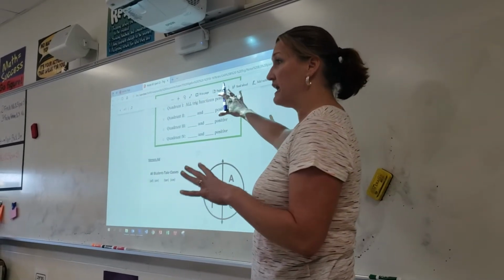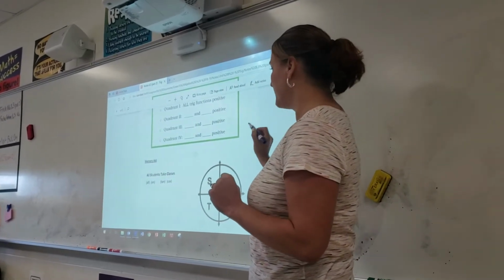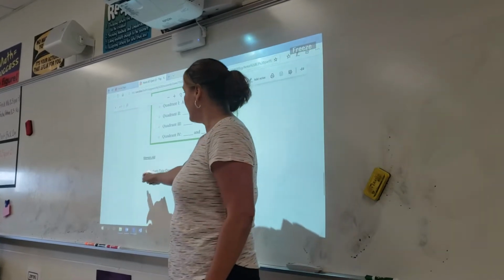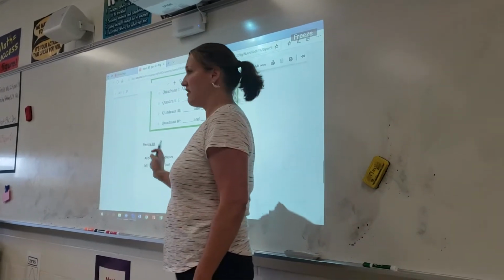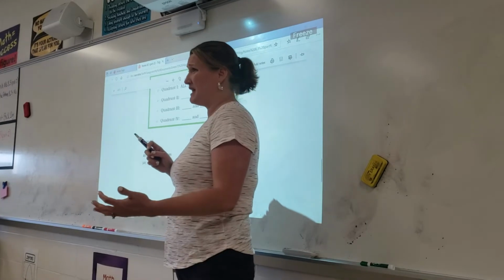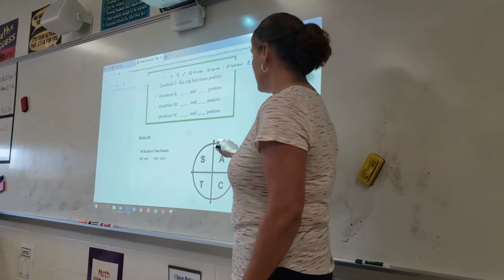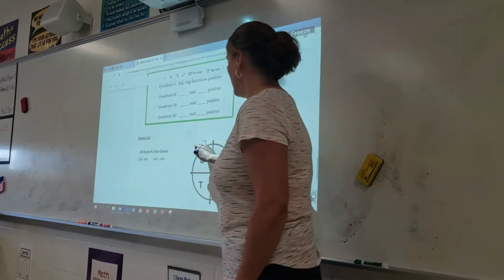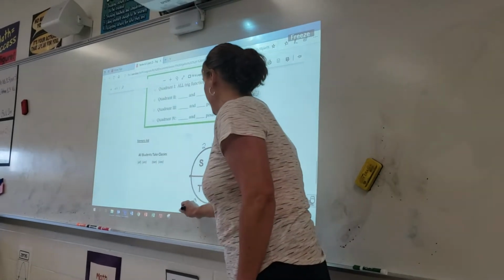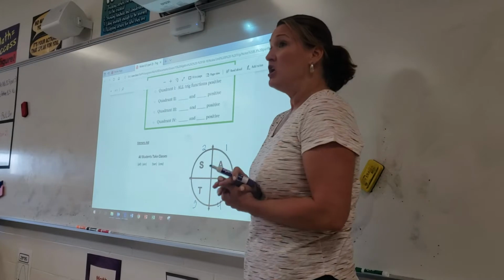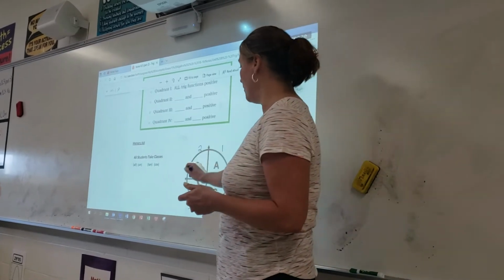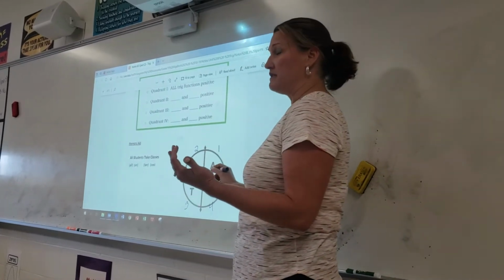Talked about with the angles in the 4 quadrants, here's what I need you to do. This says all students take classes. And you're going to be like, what does that mean? I want you to go to here and notice that this is quadrant 1, 2, you might want to write this down, 3, and 4. So lucky for us, this goes in the order that we do our quadrants.